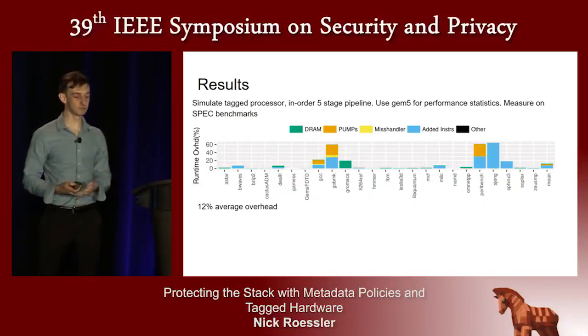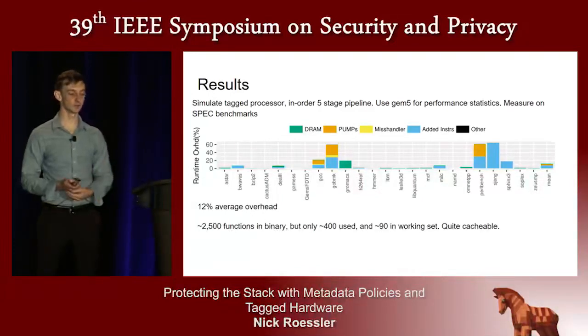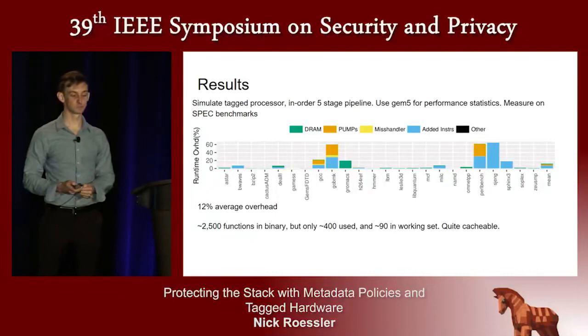The number of rules we need depends on the number of functions that there are, the number of colors that there are. We find that there are about 2,500 functions on average in the spec benchmarks. These are compiled with -static, so these are including all the libraries. But only about 400 are used, and only about 90 functions are active in the working sets of the benchmarks once they reach steady state. This means the rules are quite cacheable. We encounter function foo, we cache all the rules that we need for foo. The next time we see foo, we already have those rules cached, and we don't need to consult the policy software.